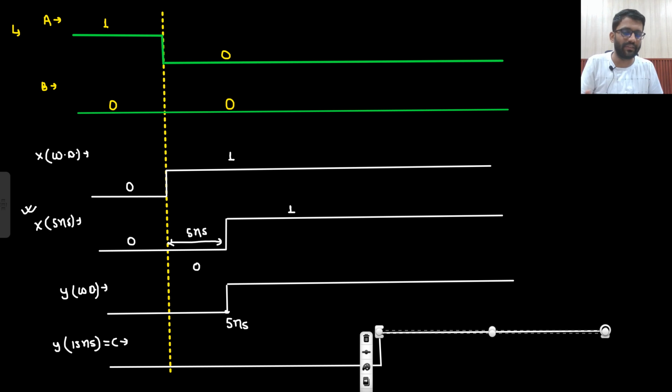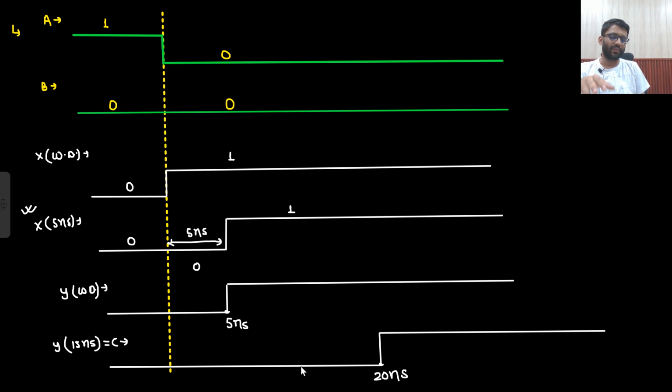That's it. So this is the way you need to answer the problems. This is 20 nanosecond. So from 0 to 20 nanosecond, your Y will be 0, and then it would be 1. So these kind of questions can come in your examination. They can ask till what time C will remain at 0. So 20 nanosecond, and then it will be 1. Steady state value of C will be 1.